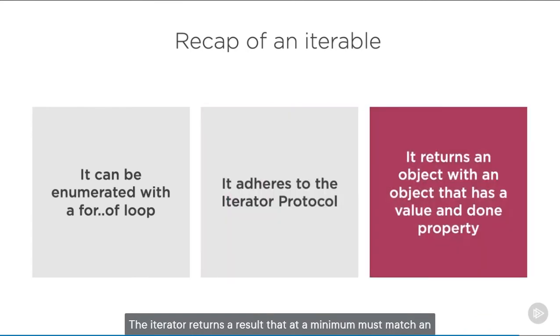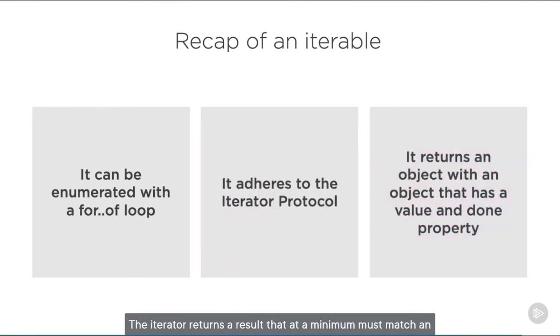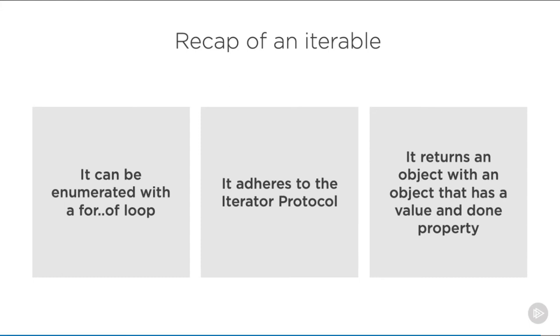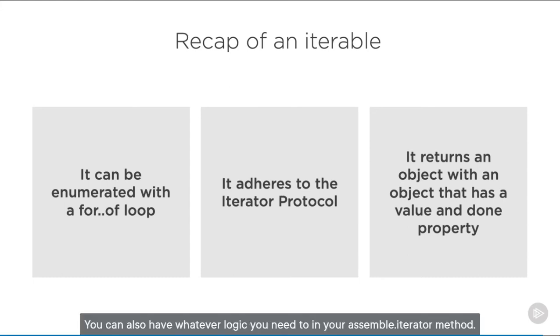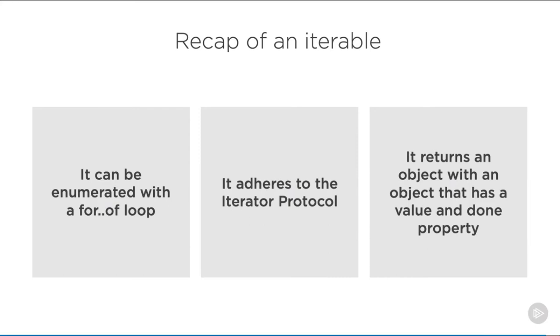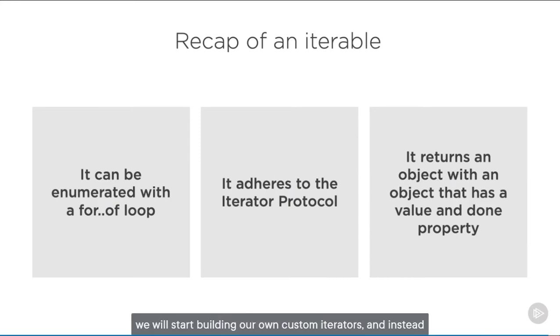The iterator returns a result that, at a minimum, must match an object with a value property and a done property. Other data can also be returned, but the built-in iterables will only return these two properties. Custom iterators have the ability to provide additional data that gets returned in a next iteration call. You can also have whatever logic you need to in your Symbol.iterator method. In the next clip, we will start building our own custom iterators. And instead of only iterating through simple data, we'll look at how we can iterate through a list of functions.